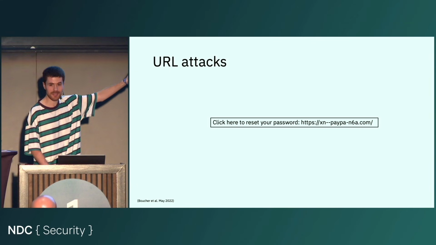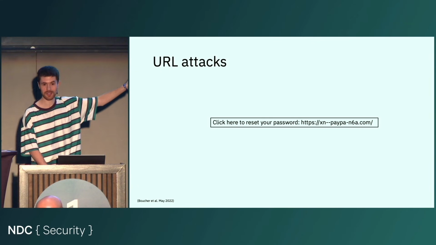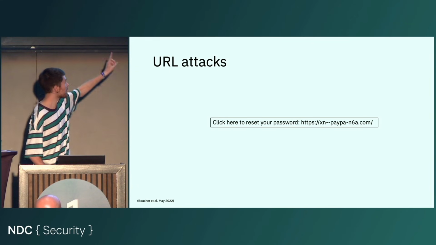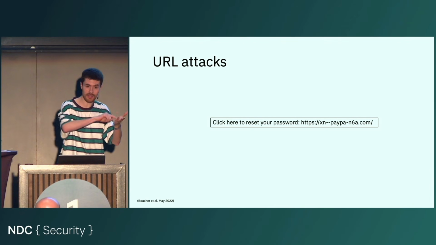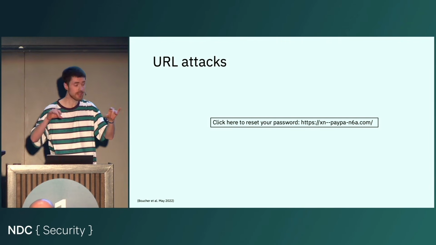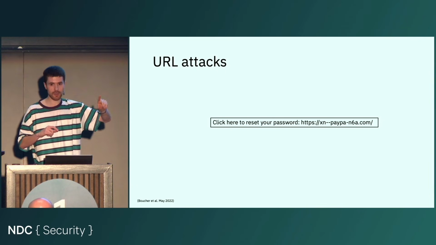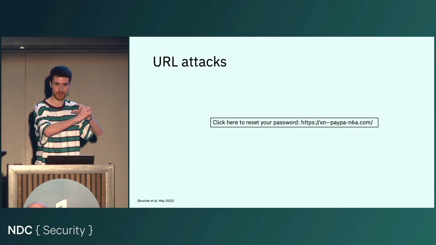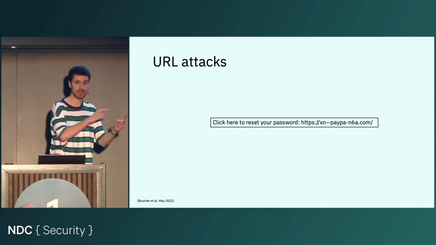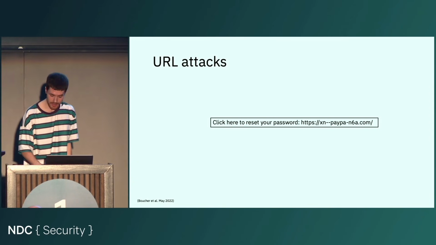What happens today? We have a solution for that, which is called Unicode. Basically, when I click on a link that has homoglyphs, it gets converted into that weird string that doesn't look like PayPal at all, right? So that's patched, but it was a vulnerability in the past.